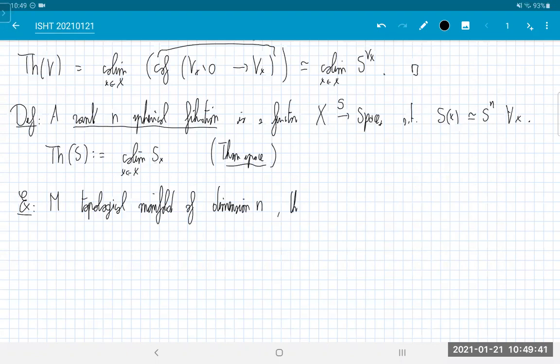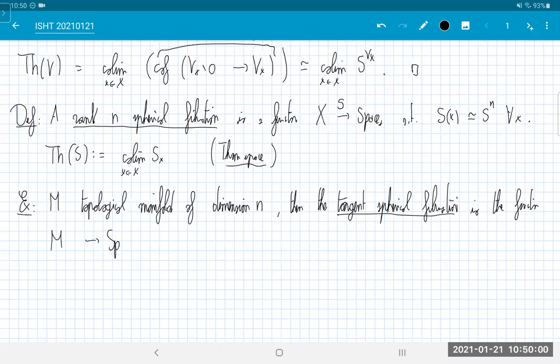Then the tangent spherical fibration is the functor M to pointed spaces, sending X to the cofiber of M minus X going to M.